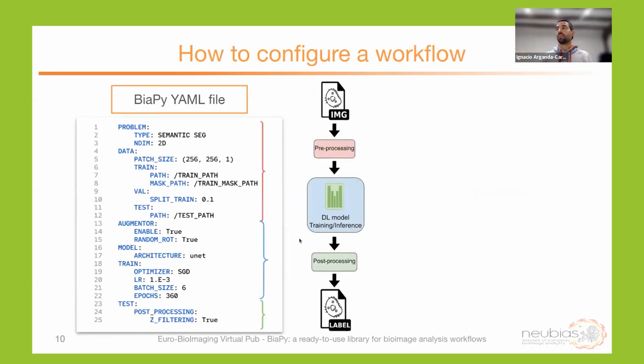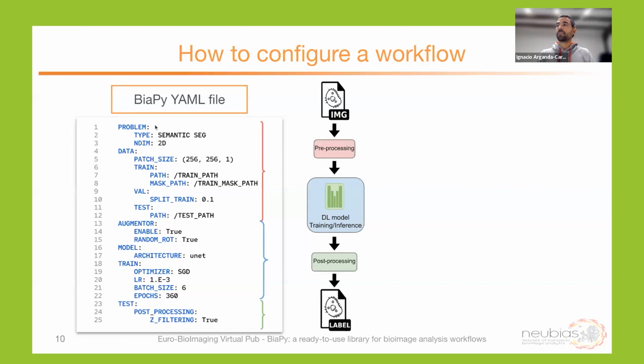So how do we configure one workflow in BiaPy? Well, if we go to the hardest, but also the rawest option, it is just to edit one text file. It's called a YAML file. It's a configuration file that looks exactly like this. It has some keywords that we have here in blue, and then the values of those fields in black. So here we define the different steps of the pre-processing module, the deep learning training and inference, and the post-processing module.